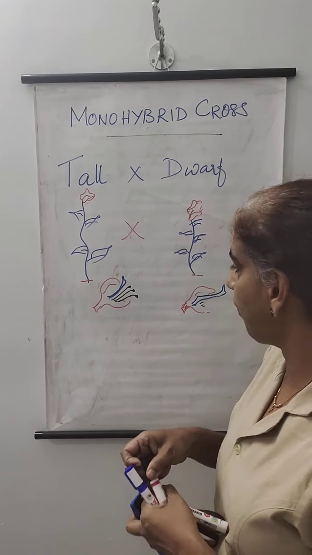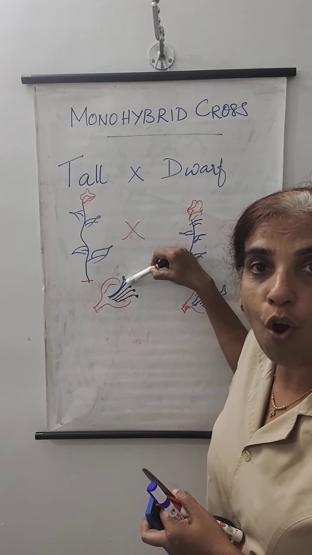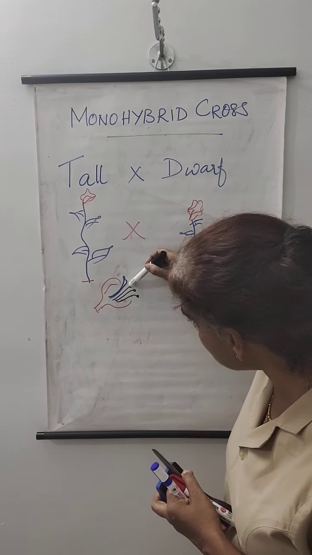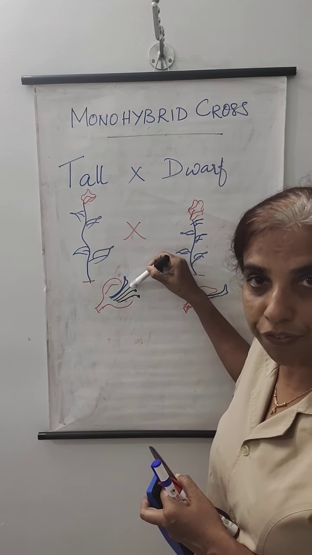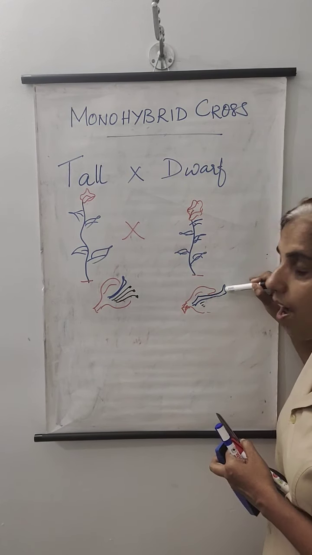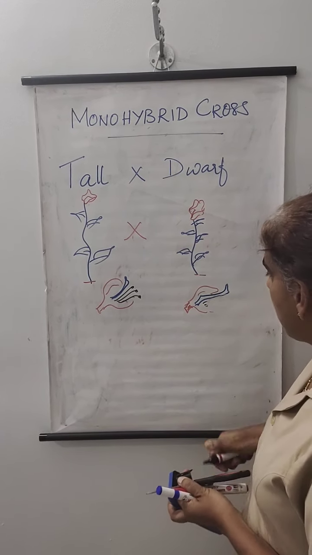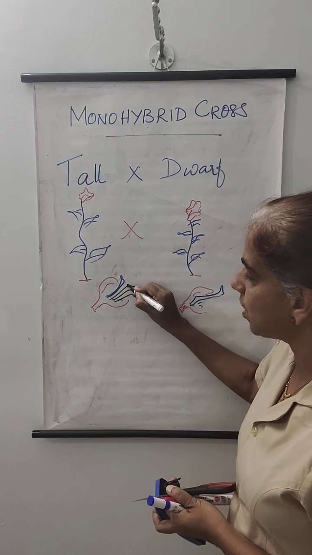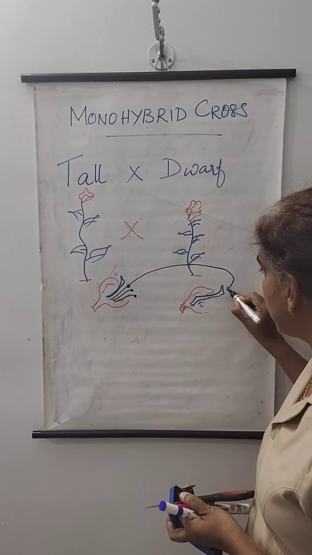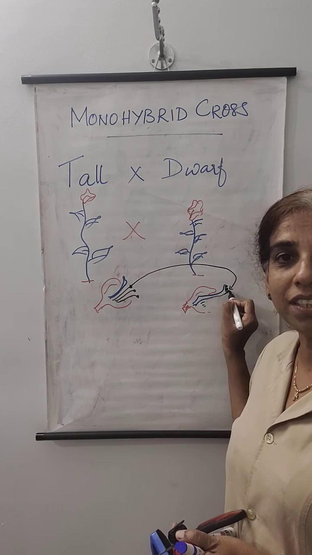With the help of a brush, you can dust the pollen grains from this flower and take that brush to the stigma of the second flower. Suppose the pollen grains are present in this way and with the help of a brush you have dusted them onto this stigma. So many pollen grains are stuck on the stigma.